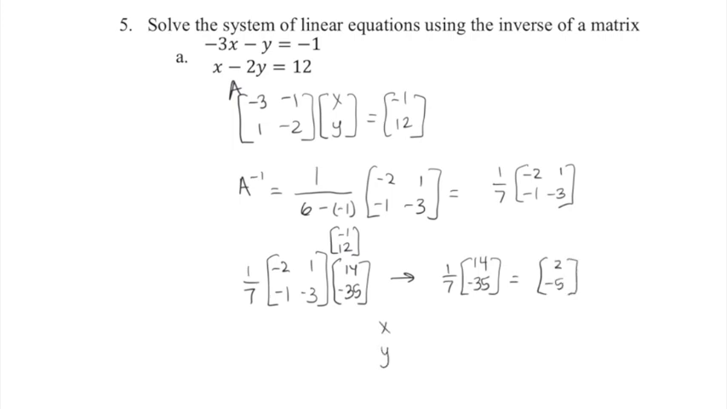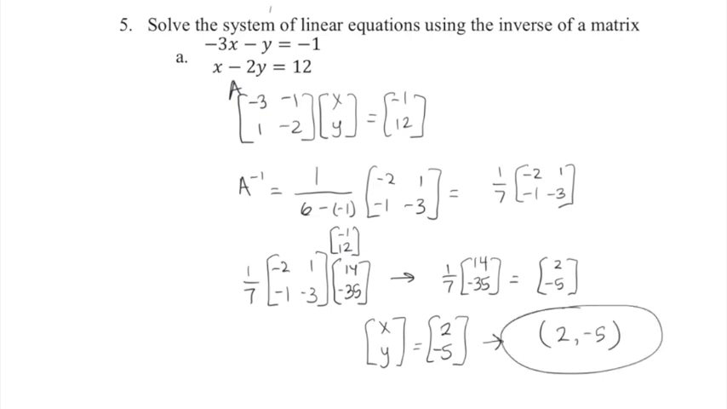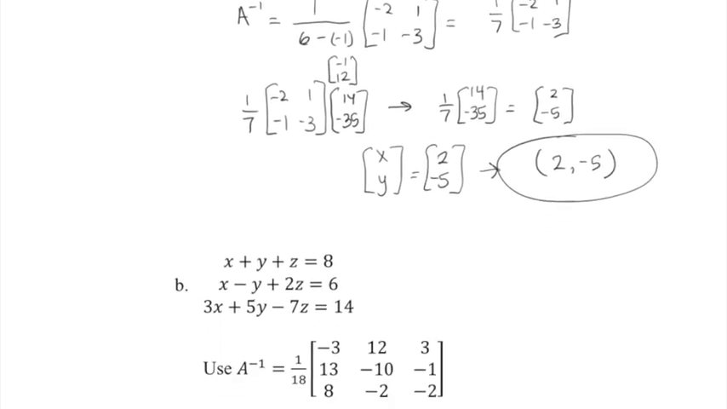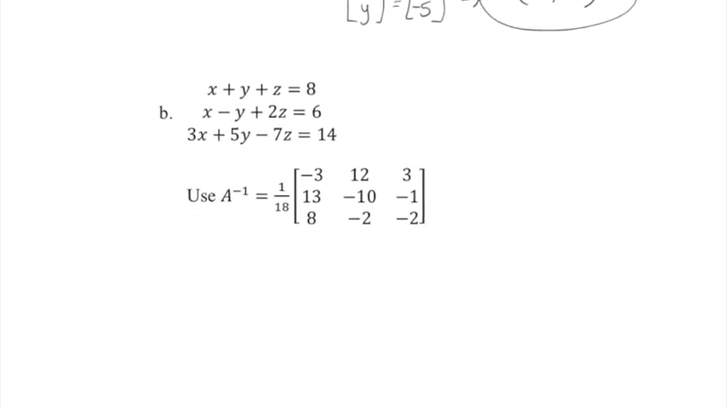So then the xy matrix is equal to that result, 2 and negative 5, which means the solutions are x equals 2 and y equals negative 5. For part B, we do a similar process. We have to set up a matrix equation.